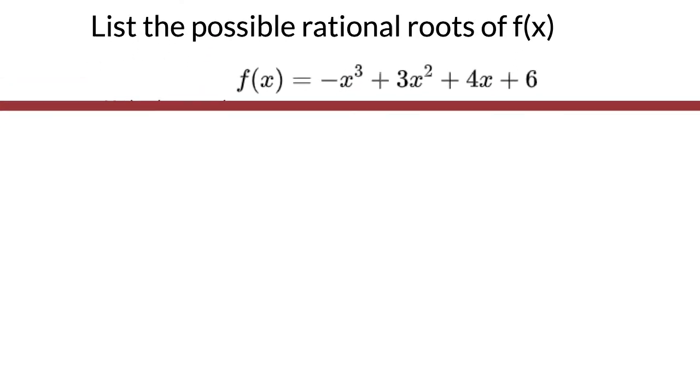Let's list all our possible factors. So if you remember, this is called the rational root theorem. P, factors of 6.